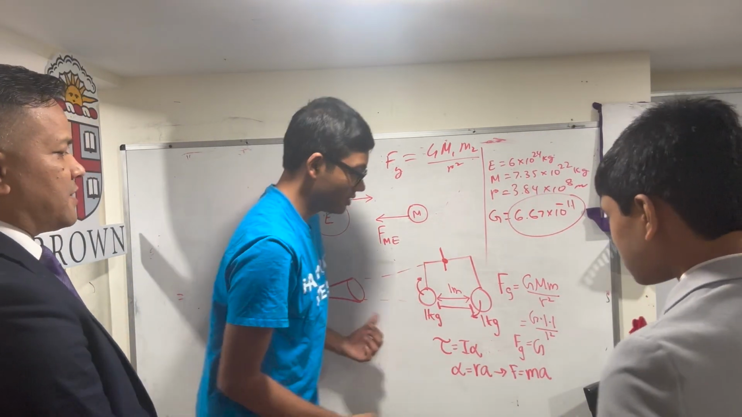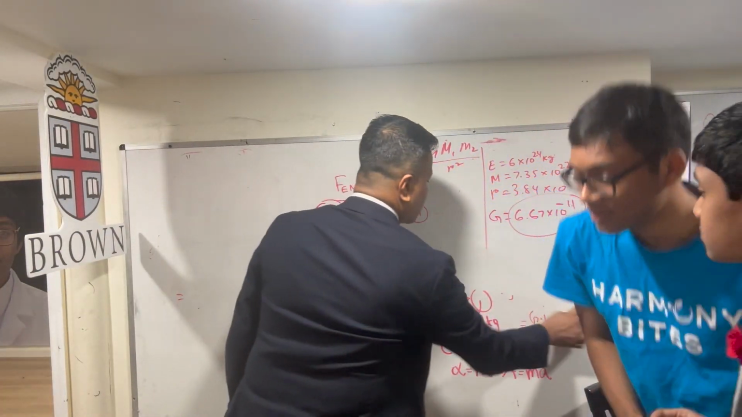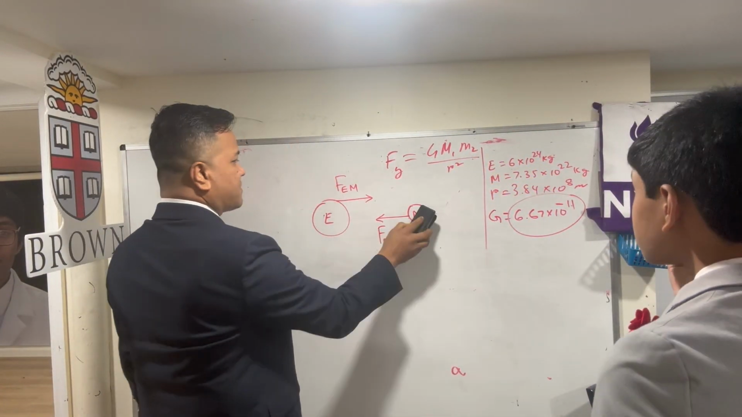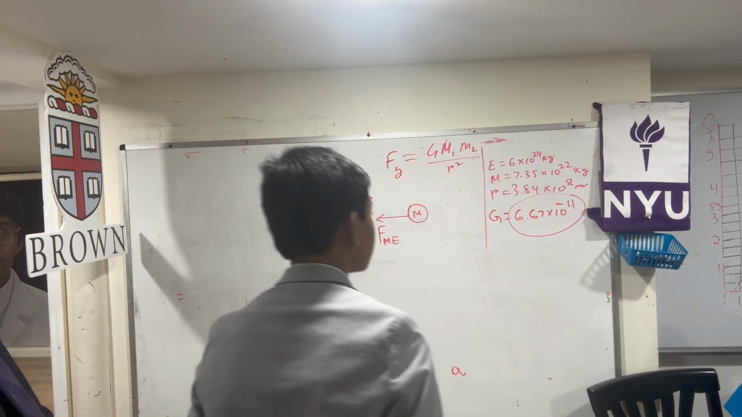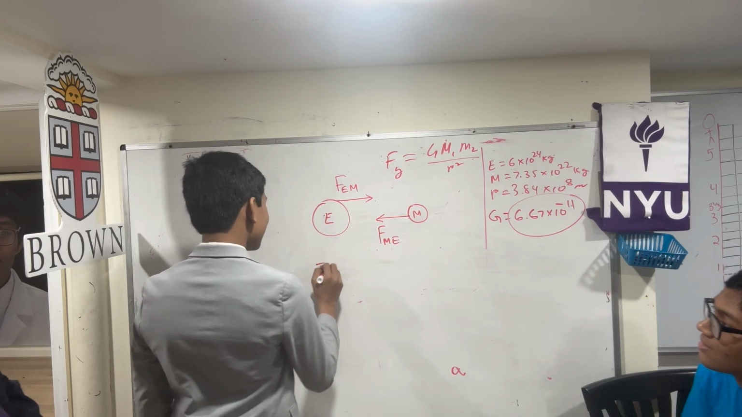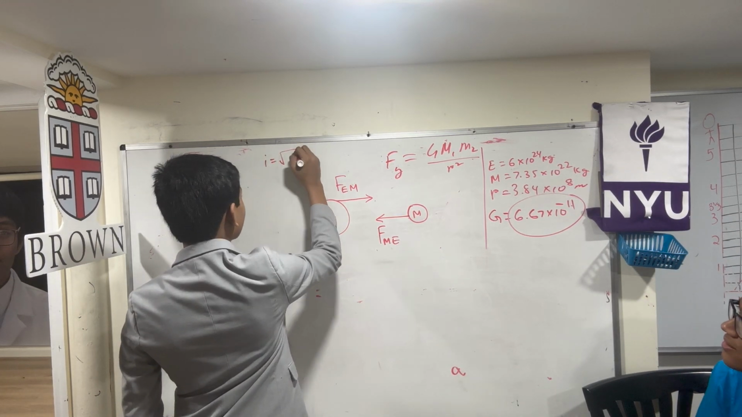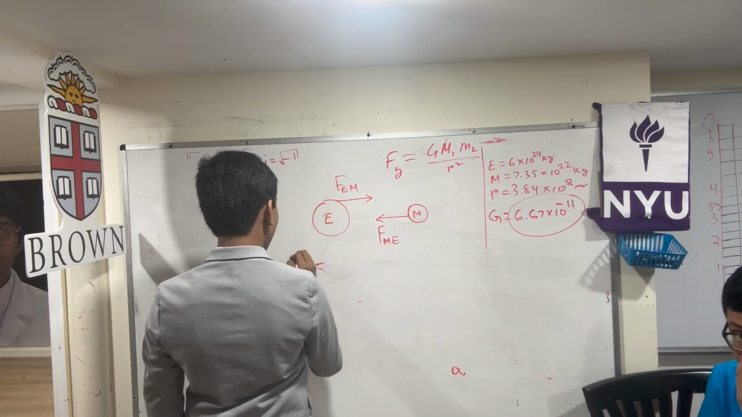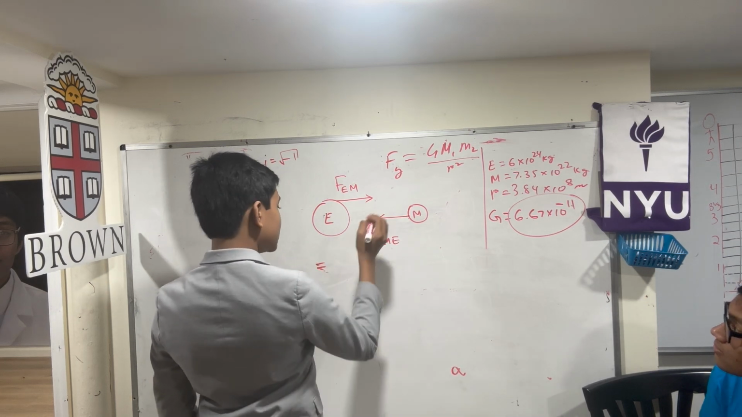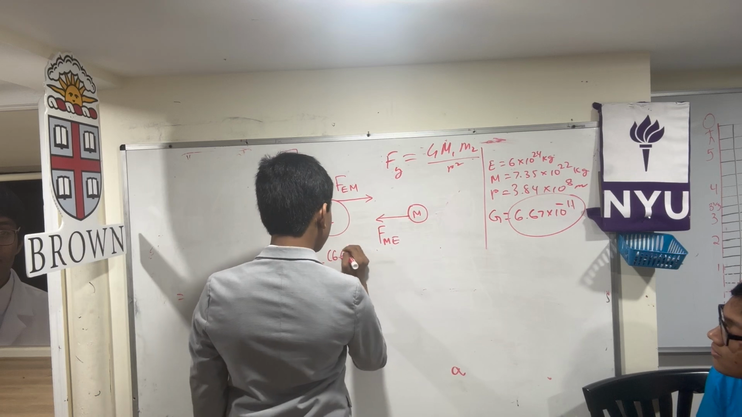Isaac, you're gonna find the gravitational force, the size of these two vectors, and that's it. Do it nicely. FG is equal to G, which is 6.67 times.